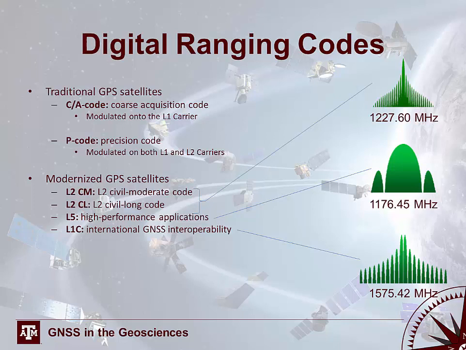The modernized GPS satellites have additional frequencies, so they also operate on the L2CM and L2CL. That's L2 civilian moderate code or L2 civilian long code. There's also an L5, as I mentioned, that's a high performance application code. And then more recent satellites have an L1C, which is really designed to facilitate interoperability between all the different international systems.